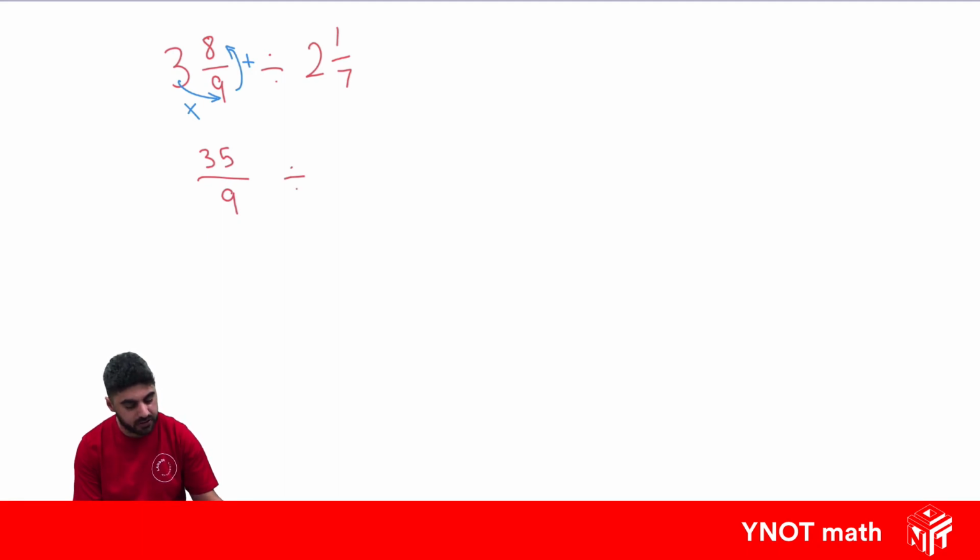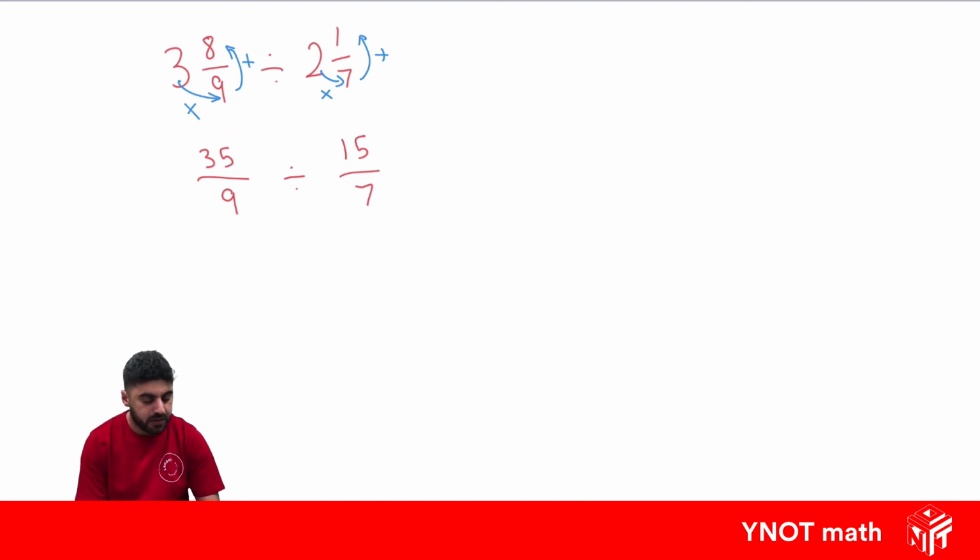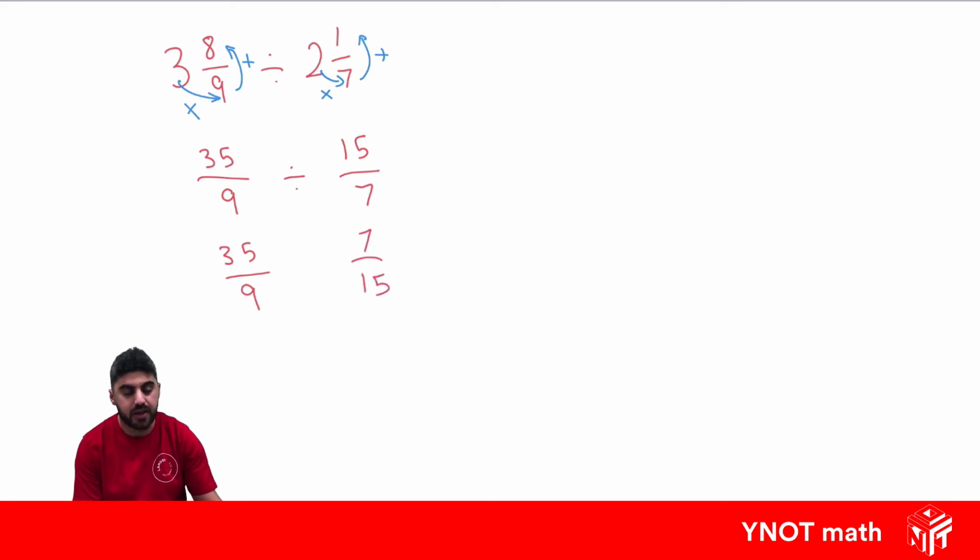We're dividing it by, and we're going to change our next one to an improper fraction. So we're going to times the whole number by the denominator, then we're going to add it to the numerator. So 2 times 7 is 14, plus 1 is 15, and we keep the denominator the same. So now we've successfully changed our mixed numerals into improper fractions, and now we can do the method we've just learned for division of two fractions, where we keep the first fraction the same, we flip the second fraction, so 15/7 becomes 7/15, and we change the division sign to a multiplication sign.